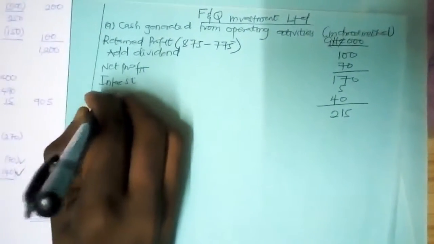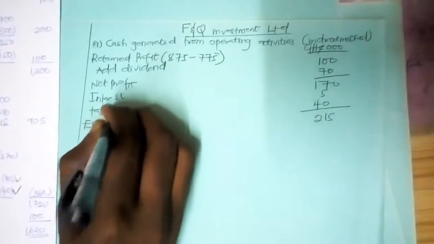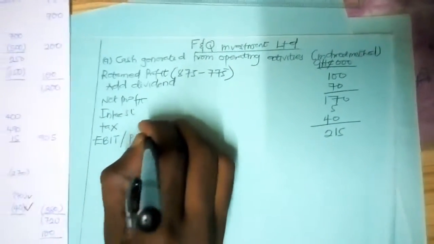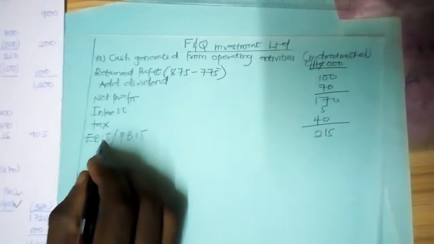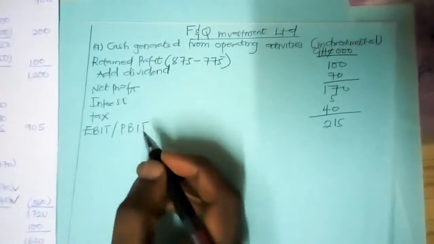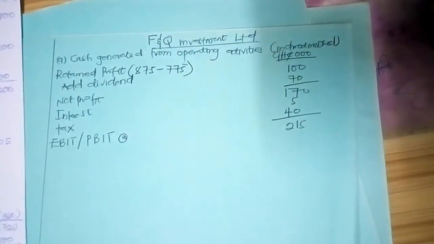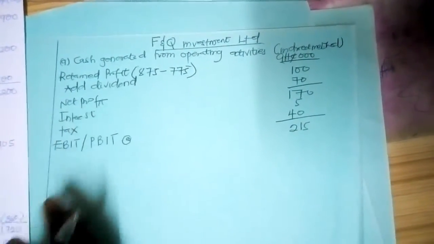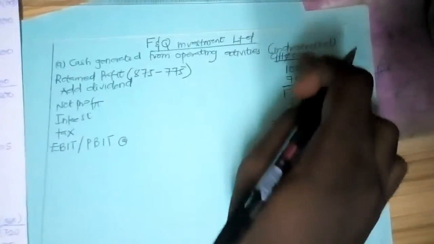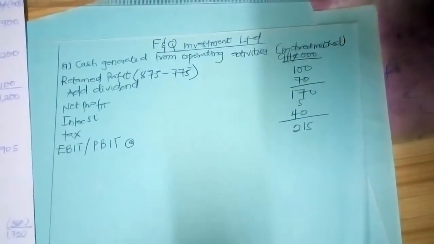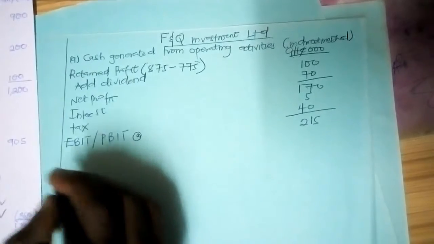This is what you call EBIT or probate. This is earning before interest and tax, or profit before interest and tax. So we've answered the A part of the question. So we are adding the second part to get cash generated from the operating activity. Then we send it to our cash flow in our second video.